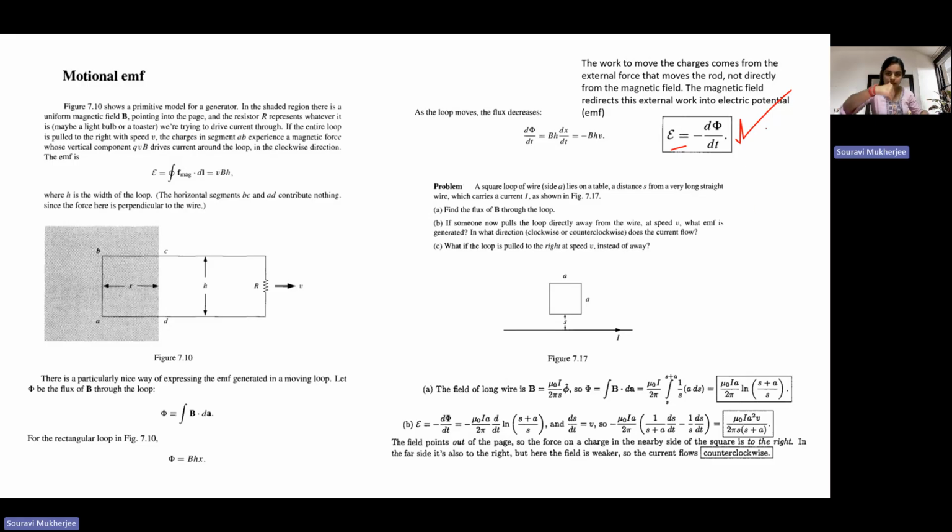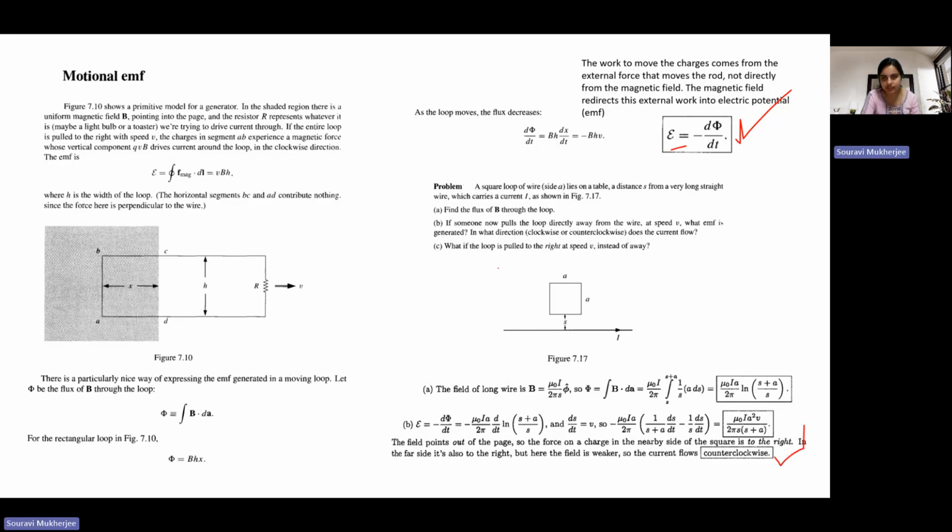So if you consider the current carrying loop, the current has to flow in the counterclockwise direction so that the magnetic field points out of the page. So that also explains why you have a counterclockwise current.